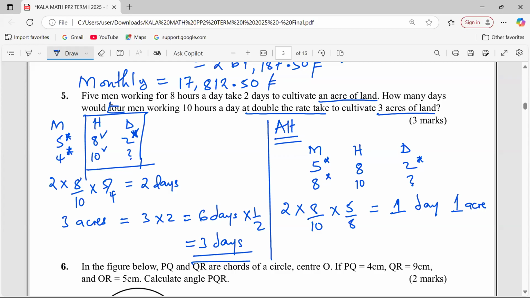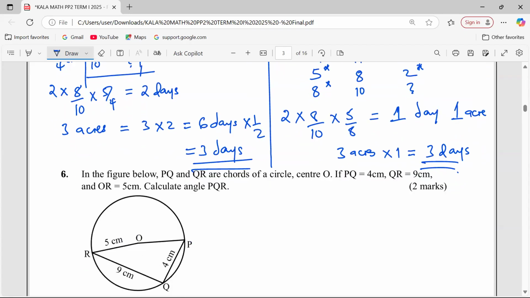So for 3 acres now, they are working 1 acre per day and they need 3 acres. Each acre takes a day, so we need 3 days of work. That's simple. So we can work out the question in a variety of ways.